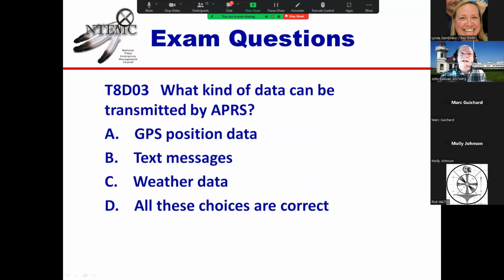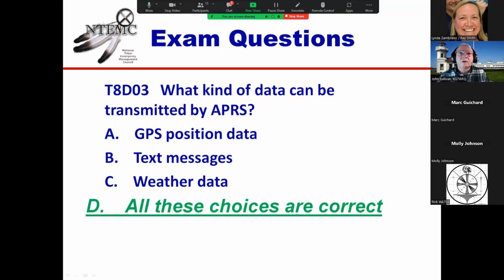So what kind of data can be transmitted by APRS? Well, we mentioned all three of these with that slide. So all of these choices are correct. We think generally of APRS as being position data, but it also can include text messages, weather data. So all these choices are correct.